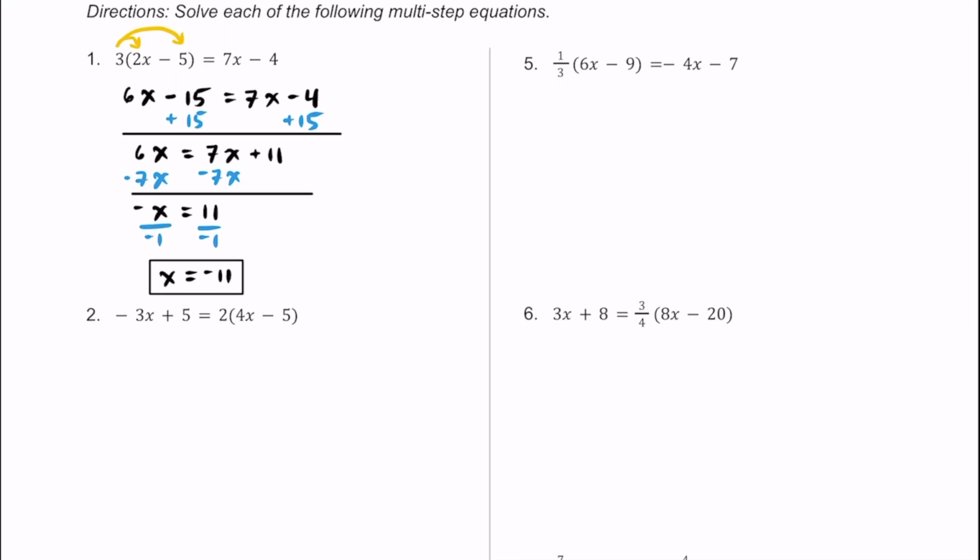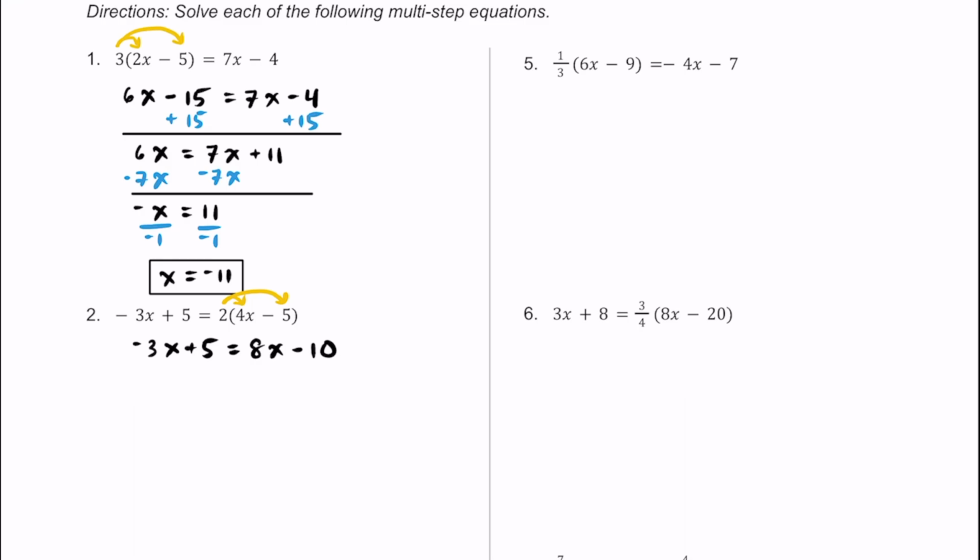For number 2, we have negative 3x plus 5 is equal to 2 times the quantity of 4x minus 5. First things first, let's go ahead and distribute this 2 to both terms inside this parentheses. On the left side, let's leave this negative 3x plus 5 alone. On the right side, 2 times that 4x is going to be a positive 8x, and then 2 multiplied by that 5 is going to be a 10, so we have 8x minus 10 on the right side.